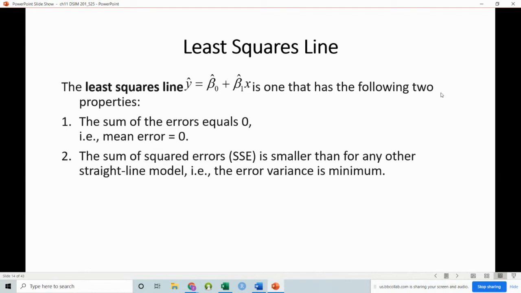The second is that the sum of squared errors is smaller than for any other straight line model. So, for example, the error variance is minimized. So our whole goal is to minimize the error of fitting our line to our data on our scatter plot.